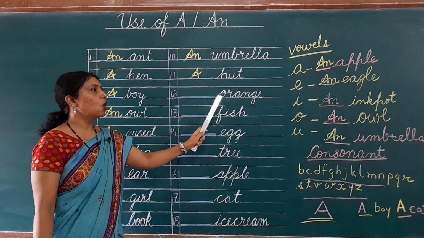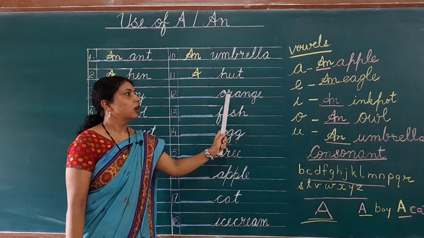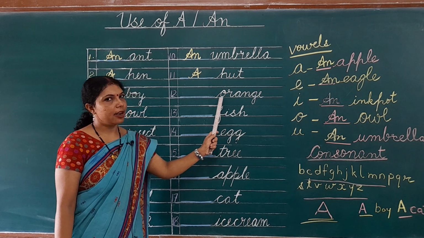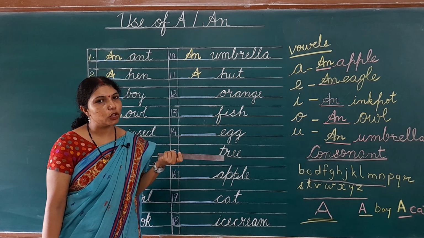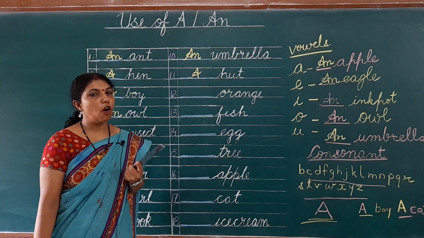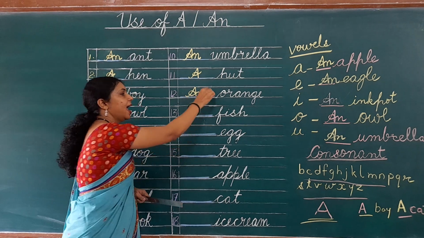12. O-R-A-N-G-E, orange. Orange, first letter O. And now you know what to do. O comes under vowel and before vowel we have to use here A and an.